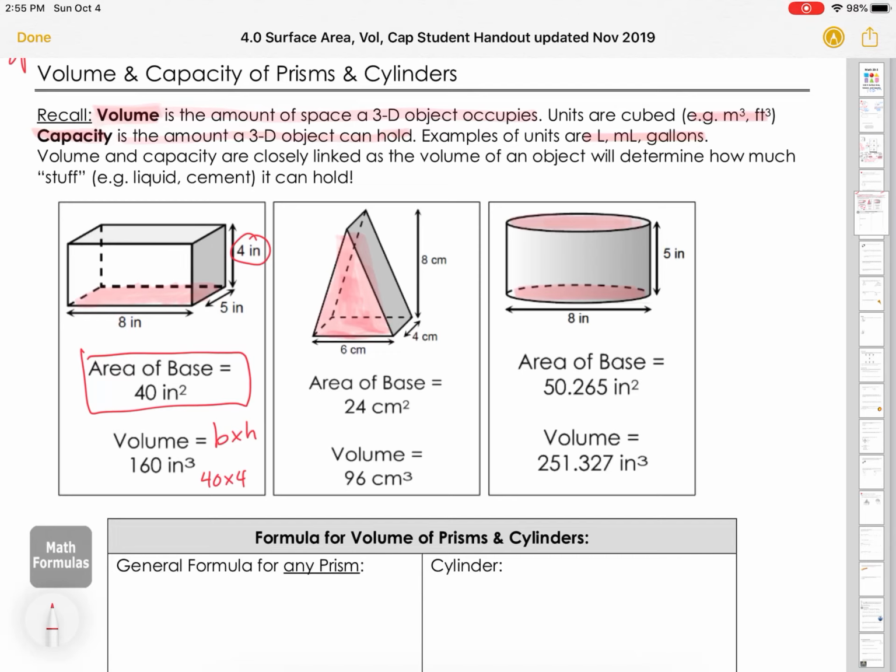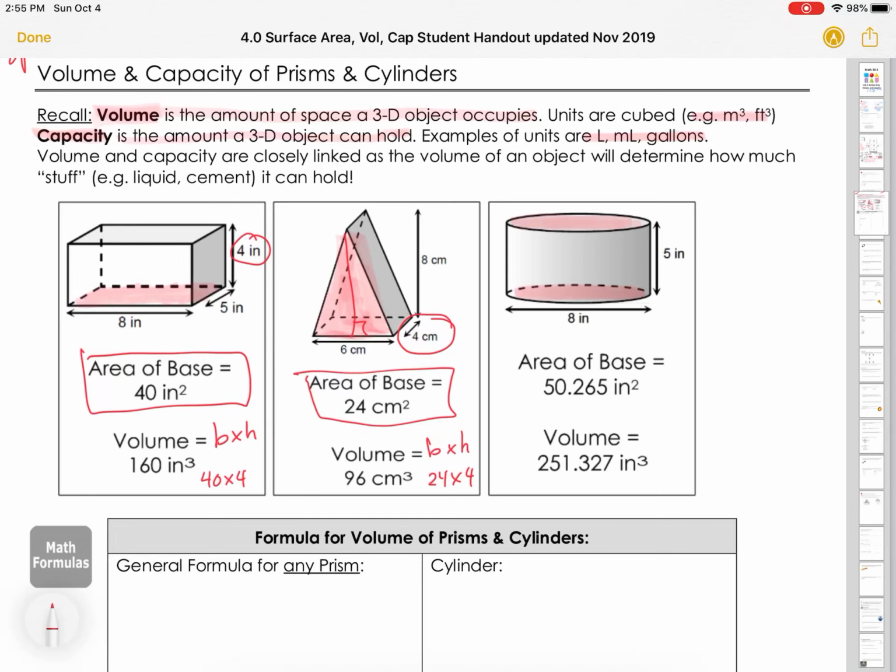For the triangular prism, the area of the base is the triangle, right? So we find the area of this triangle, and it's 24 centimeters squared, and we times that by the height, which in this case is 4 centimeters. So volume is base times height of the triangular prism, which is 24 times 4. Now we're going to go through this in a little more detail with more examples.